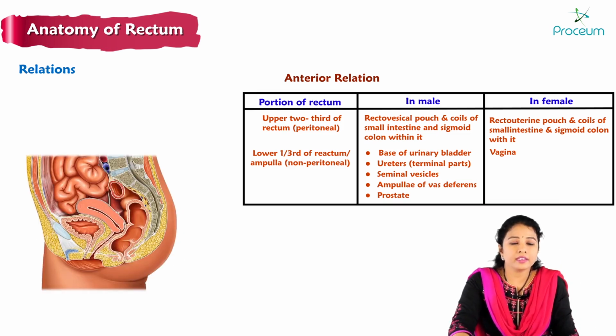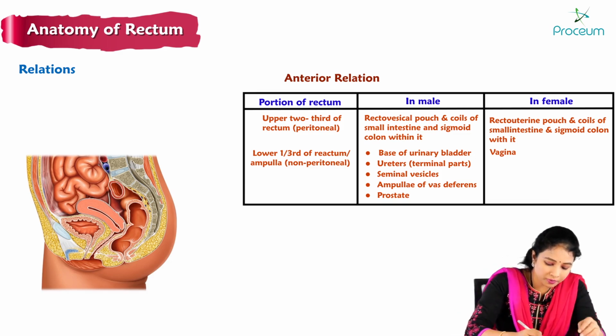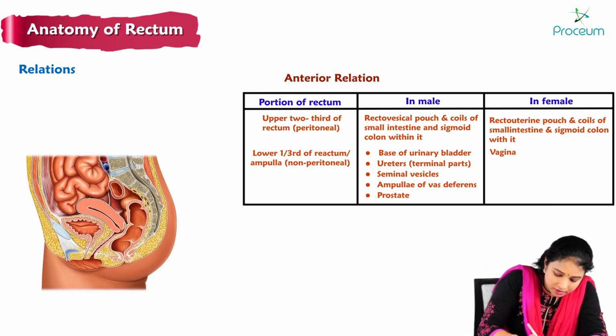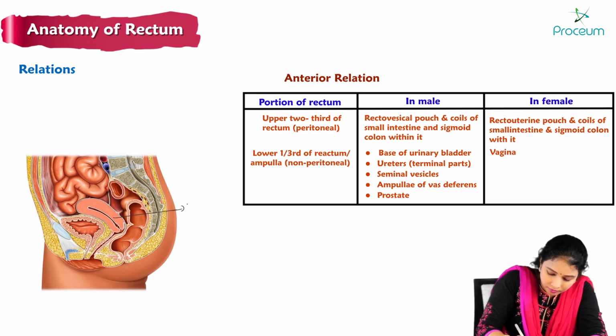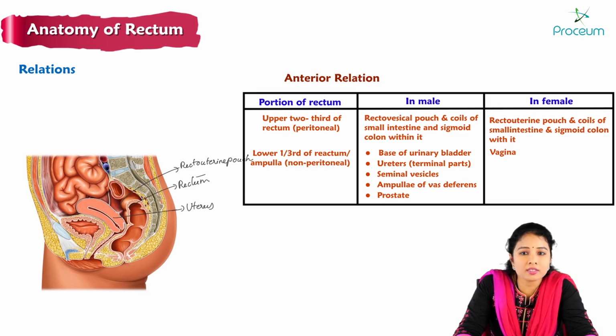Let's see the anterior relations of the rectum in females. Anteriorly, it is related to the rectouterine pouch, the pouch between the rectum and the uterus. So here is the uterus and the rectum. The peritoneal reflection between the uterus and the rectum is called the rectouterine pouch, which contains coils of small intestine and sigmoid colon within it.